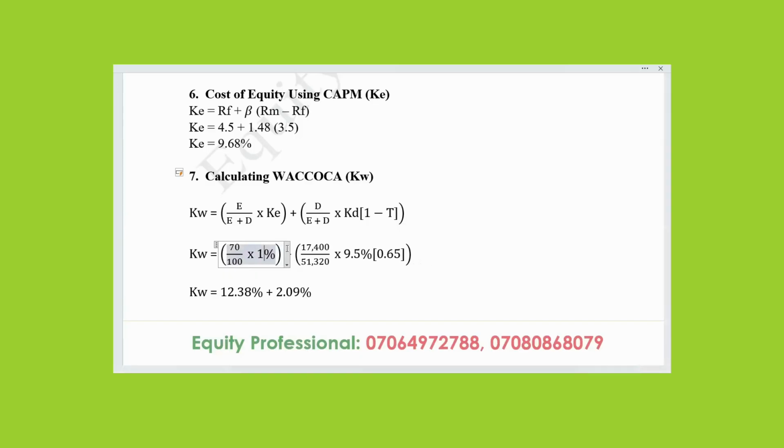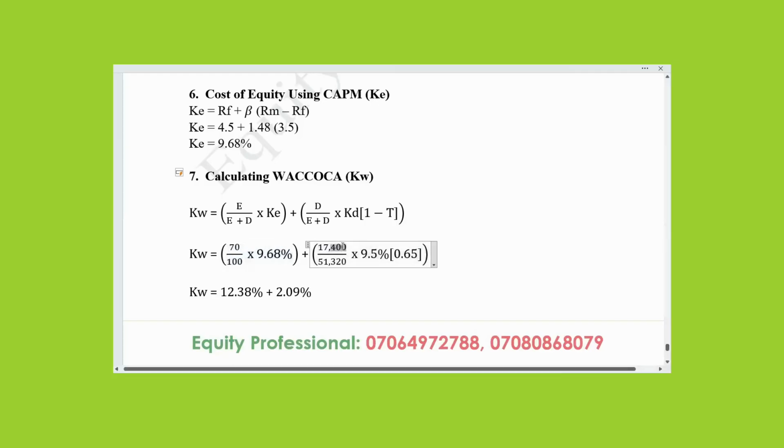But for the purpose of this class, because if I put 0.7 somebody will still ask me about the total E plus D, let me just put it there as 100. Multiply by 9.68%. The debt value is 30% divided by the total value of 100, that is 30 plus 70.